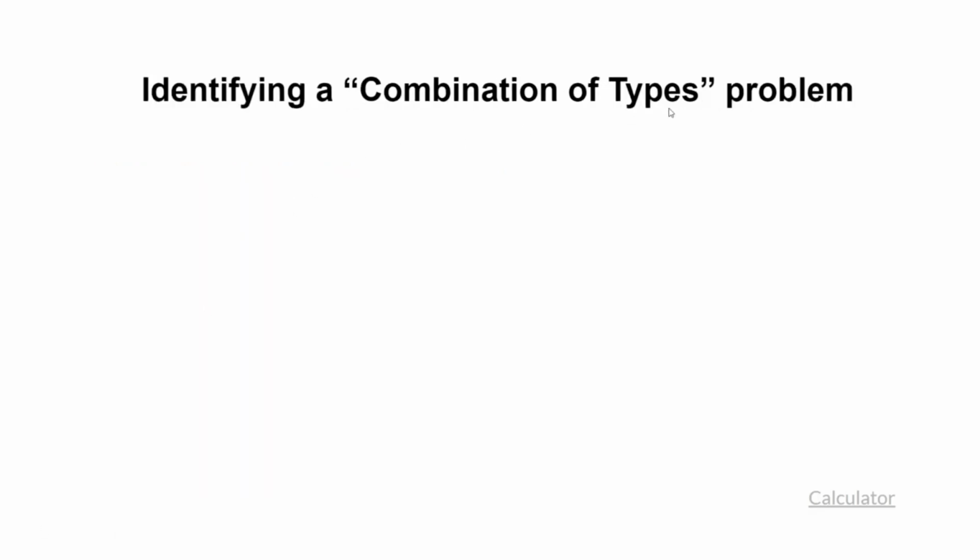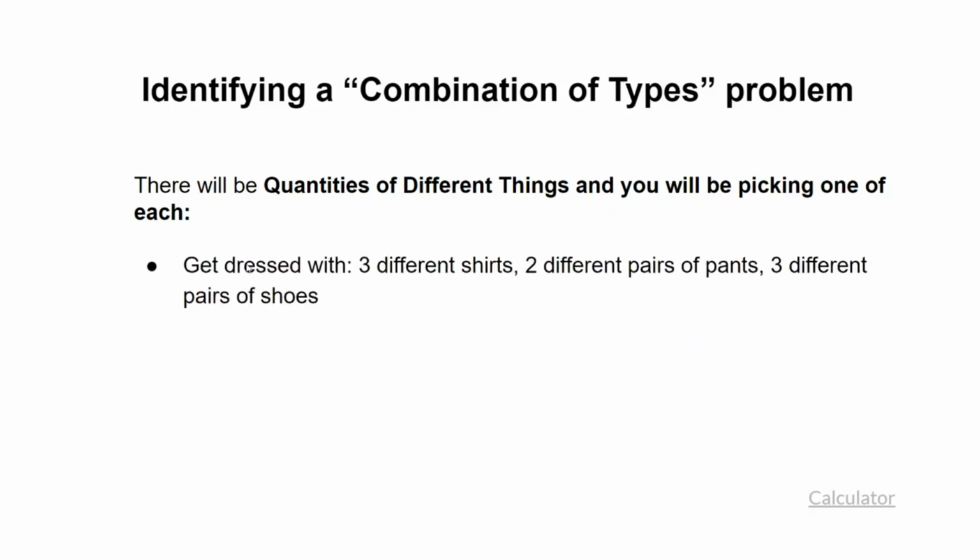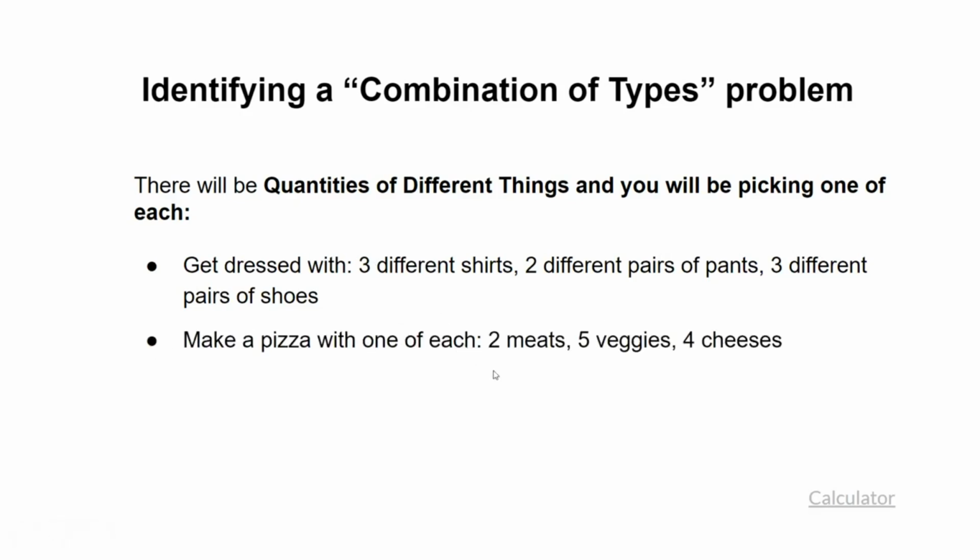Identifying a combination of types problem. These look pretty different, so they shouldn't be too difficult to identify. There will be quantities of different things, and you will be picking one of each. For example, getting dressed with different number of shirts, pants, and shoes. Making a pizza with 1 meat, 1 veggie, and 1 cheese, and there's different quantities of those items. Picking a running shoe when there's 5 colors, 4 sizes, and 3 styles. Another example.